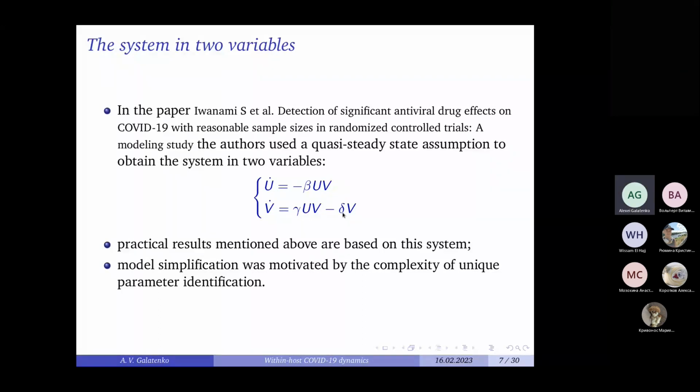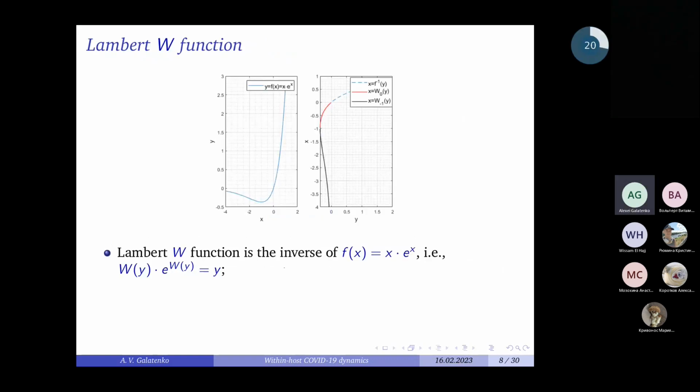All practical results from the second slide are based on this system. Moreover, at the conference on mathematical methods in biology, there were talks based on this model in 2 variables and 2 equations. So this model is, well, sort of widely used. Now let's proceed to analytical solutions of this system in 2 variables and 2 equations.